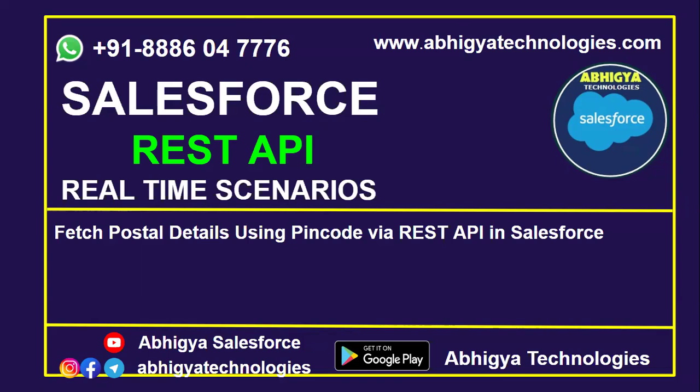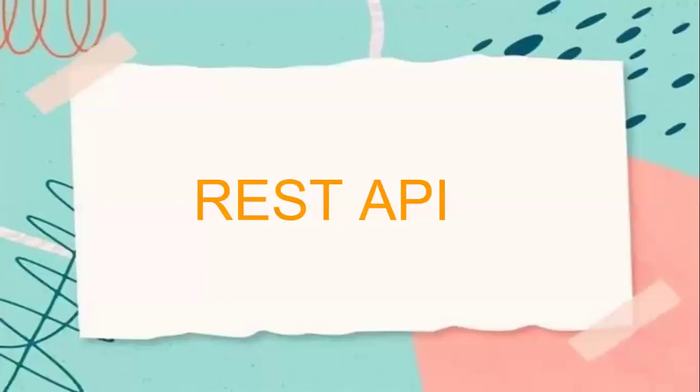Today in this video, we are going to discuss the REST API. We have to develop one functionality using the REST API. Let's see how we are going to develop it. The use case is that when we enter our pin code, it fetches the postal details from the postal department. That is one of the websites, and based on that website, we are going to get our information. So here we are using the REST API.